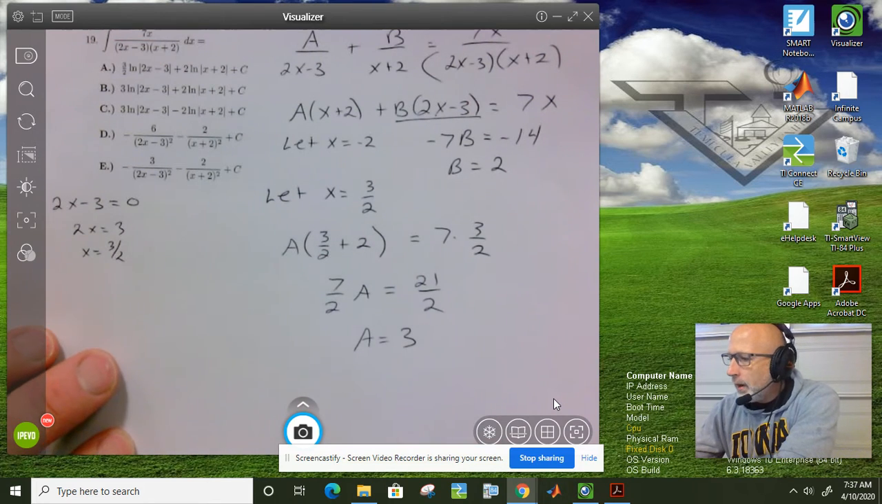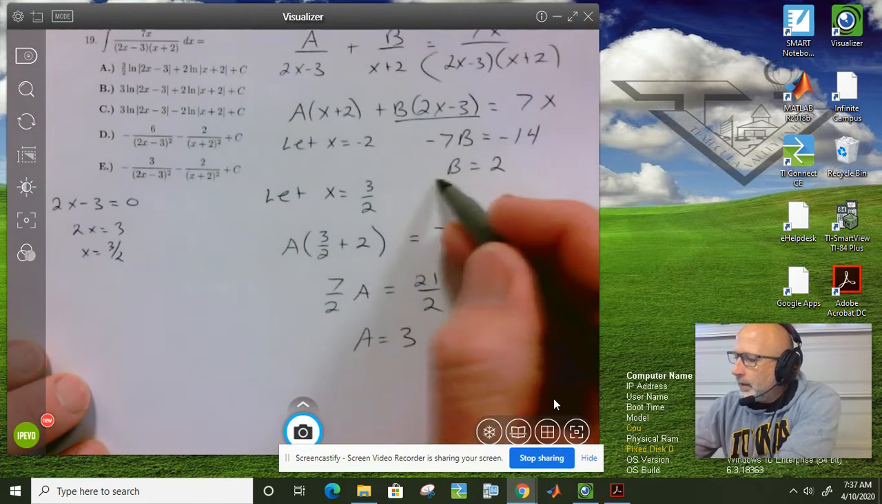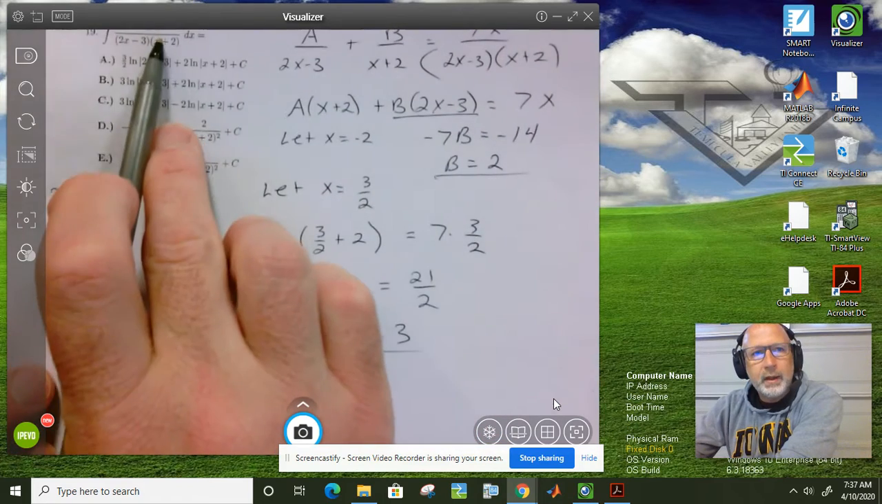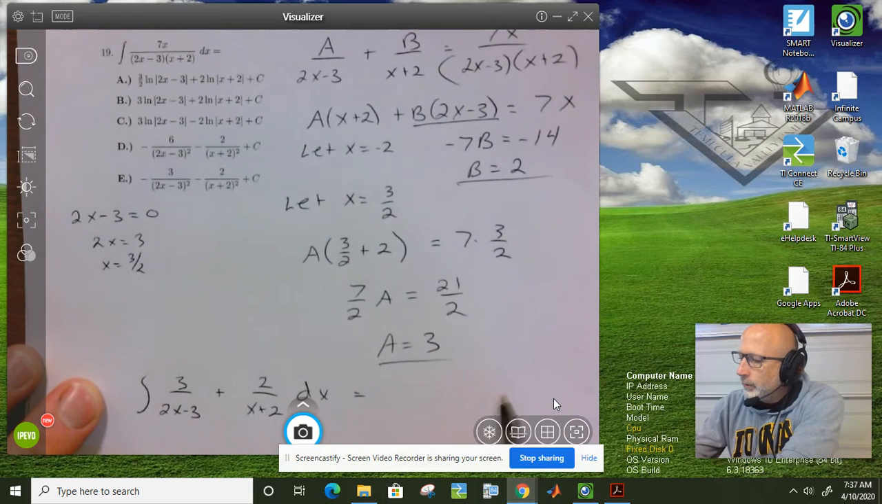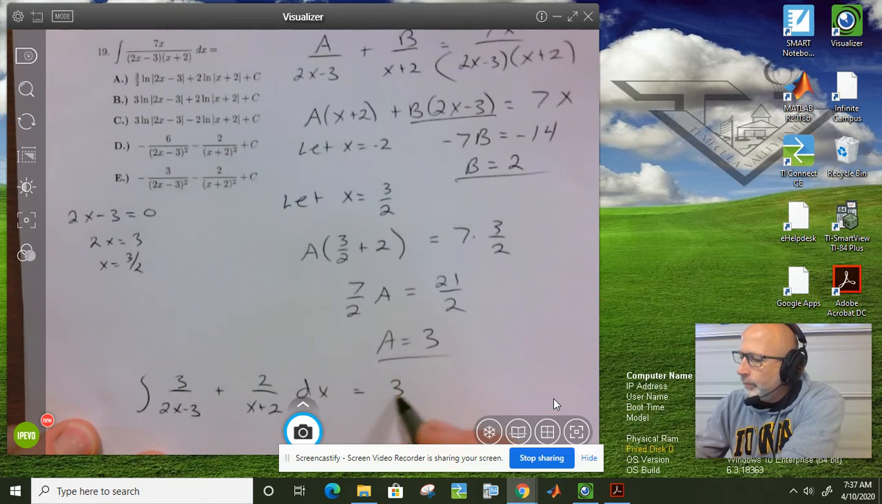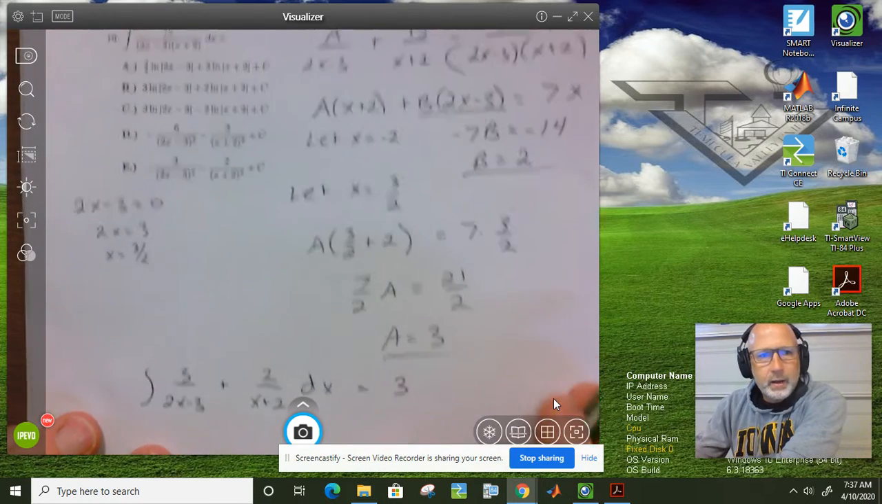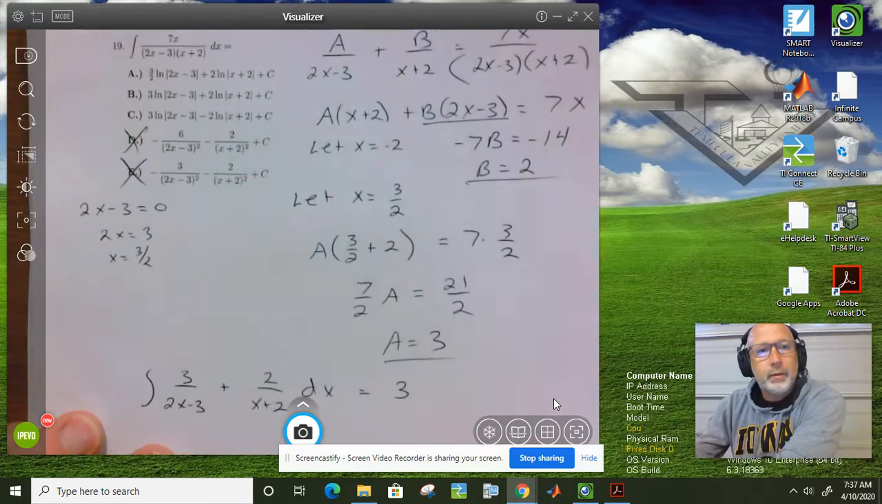Okay? So what we have then, I know what b is, I know what a is, and I can go back and rewrite this integral. So the integral can be rewritten as a, which is 3, over 2x minus 3, plus b, which is 2, all over x plus 2 dx is equal to, so I have 3, and hopefully you recognize that these are both ln functions when you integrate those. So automatically I can go and cross off d and e. I know those will not be the answer because I have to have an ln in there.